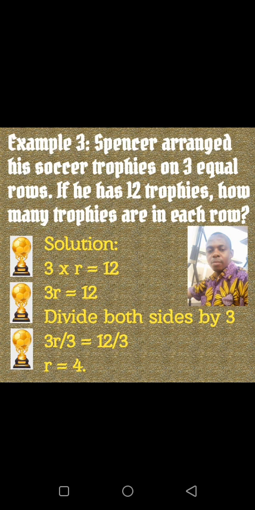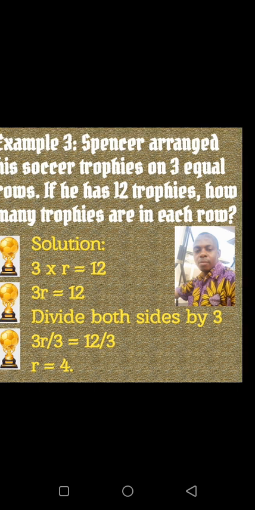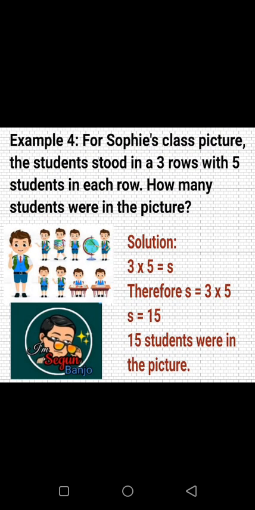Okay. So to confirm, let's replace our r with 4 in the equation. So 3 times 4 definitely will give us 12. It means our answer is correct. So now let's move on to example 4, which is the last example before I give you your assignment.